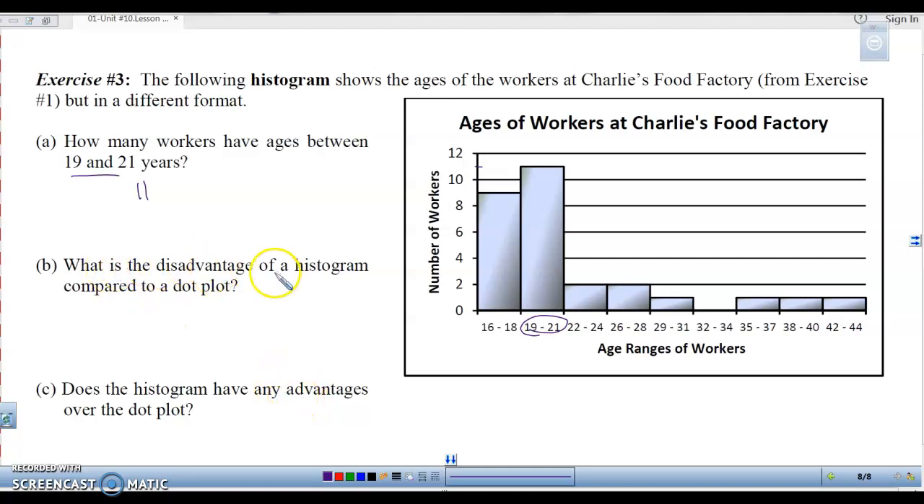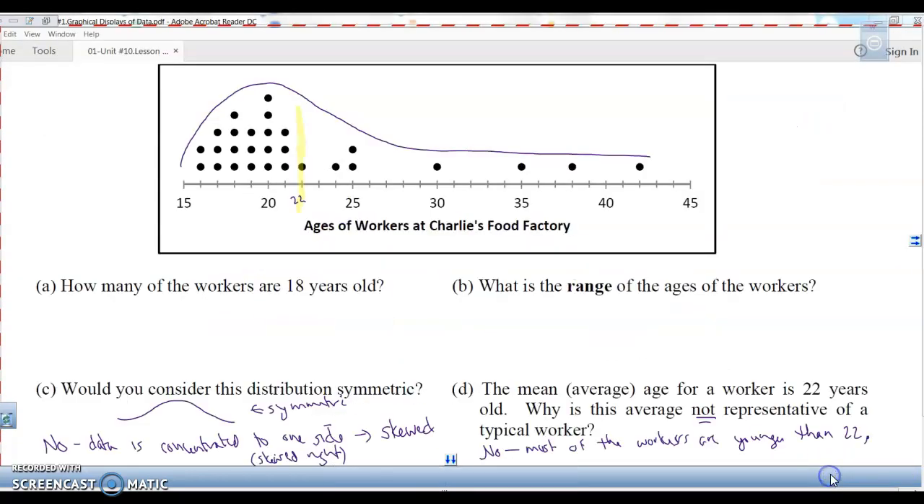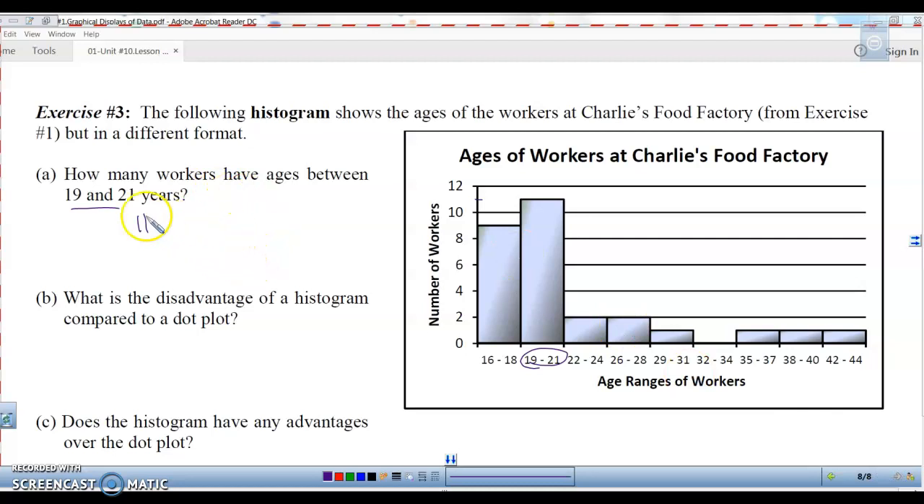All right, now what is the disadvantage of a histogram compared to a dot plot? Okay, so if we look at the histogram, we can see between 19 to 21, there's 11 workers. But do I know exactly how many 19-year-olds there are or how many 20-year-olds there are? No. If I wanted to do that, I'd have to go back to my dot plot here and count 19 to 21. There'd be 3 19s and 5 20s and 3 21s. We can't see exactly how many we have. So you can't see individual data for ages, but you can see ranges.